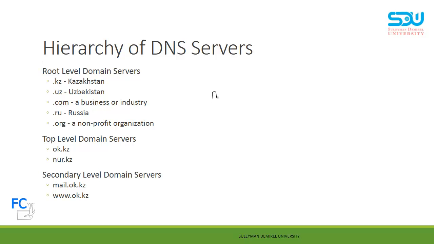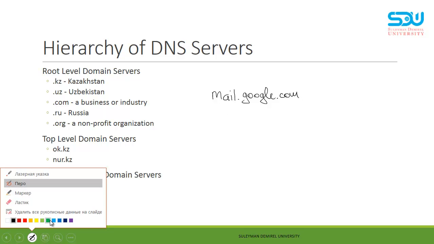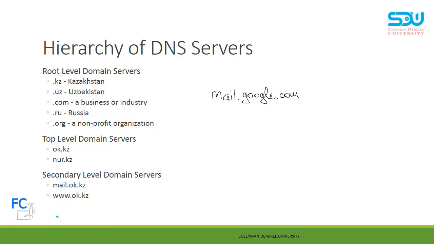Alright, then let's take a look at the hierarchy of the DNS servers, and at an example of a domain name which looks like mail.google.com. From this example, as you see, the domain name is split by dots. These dots define the level of the domain name. Starting from the right side, this is the top level domain name.